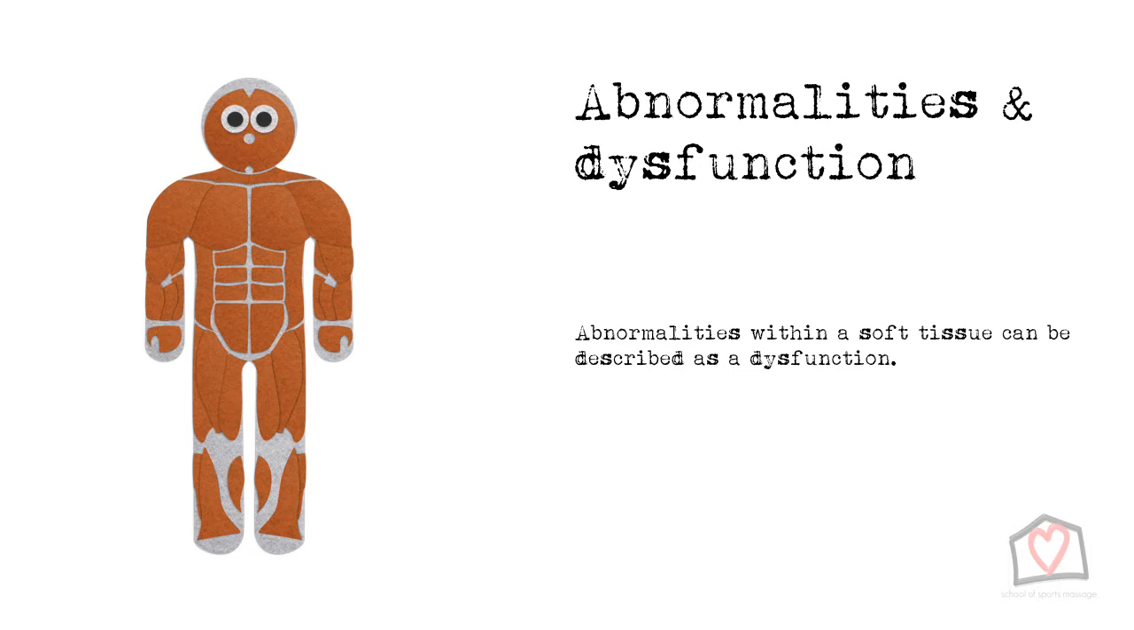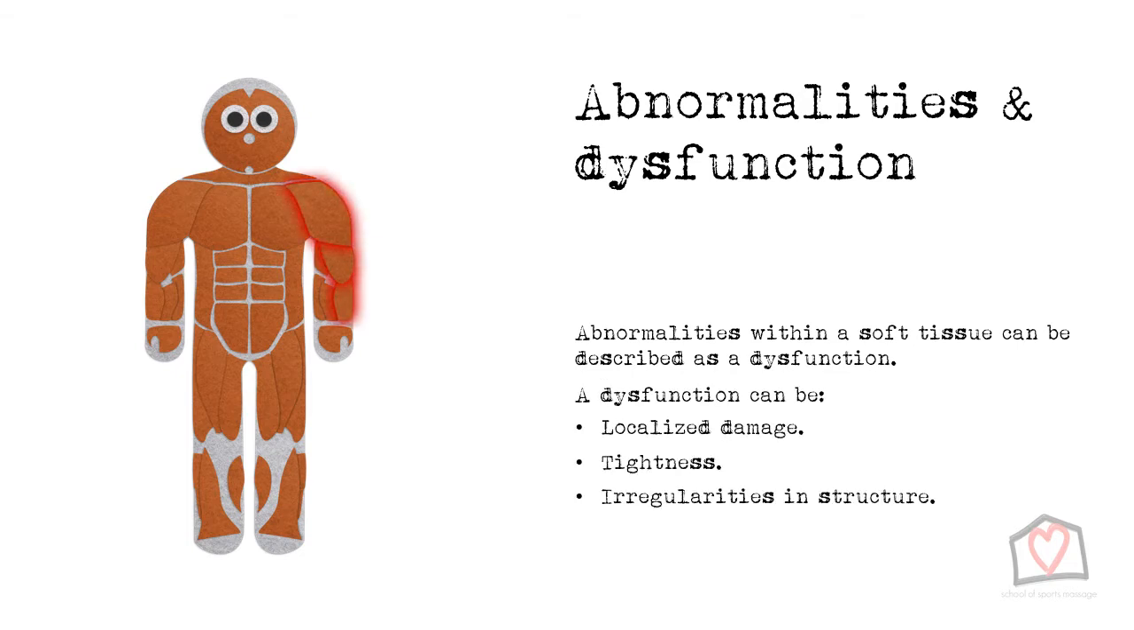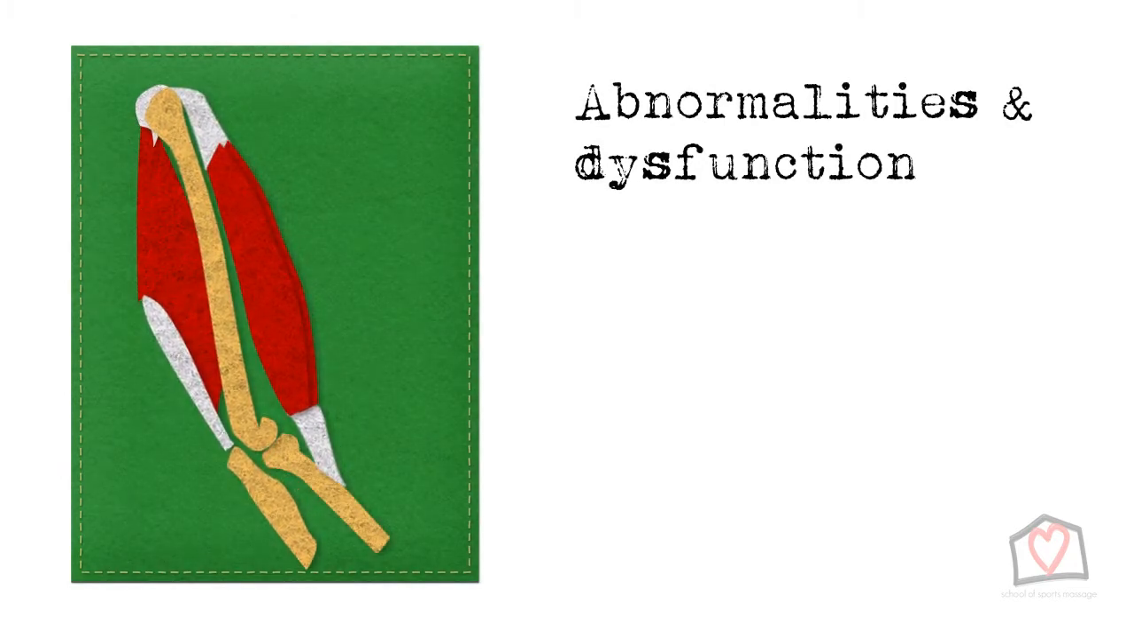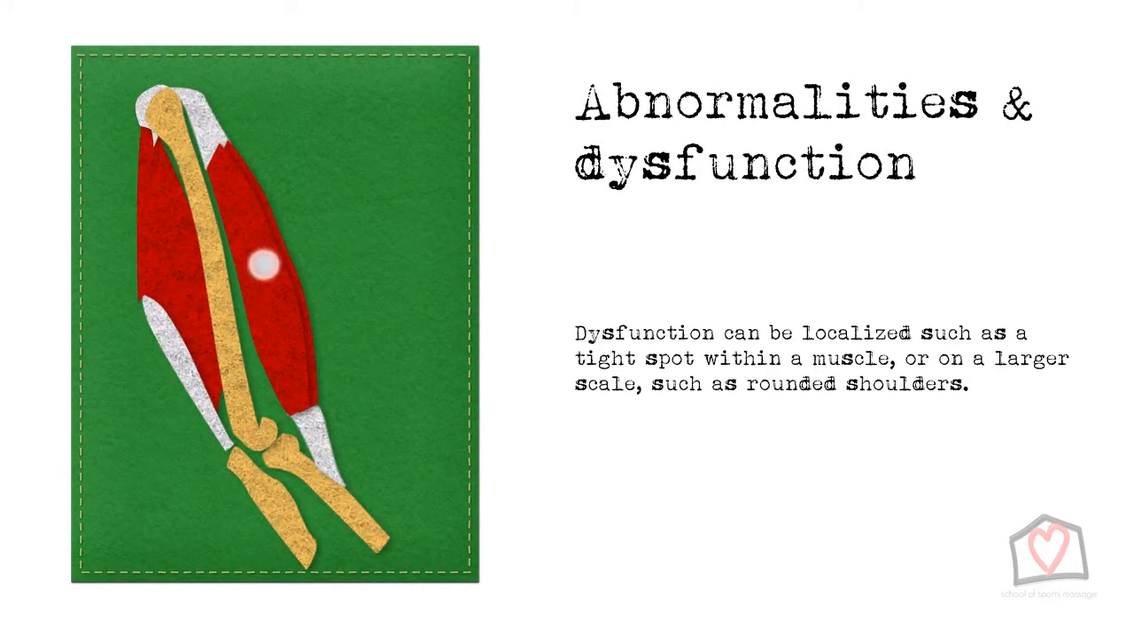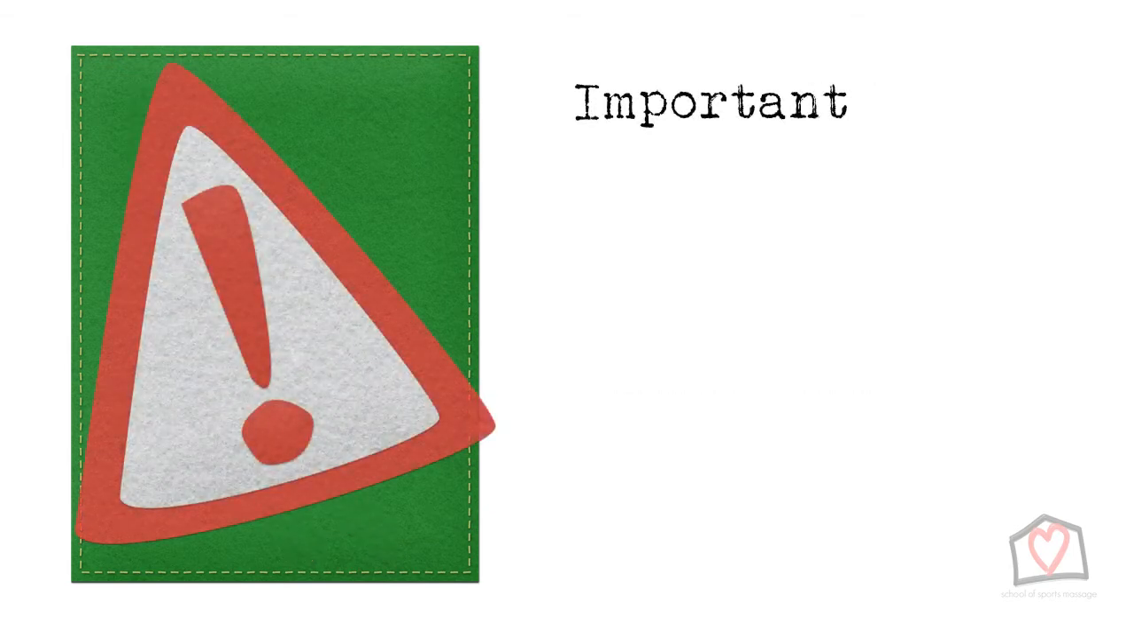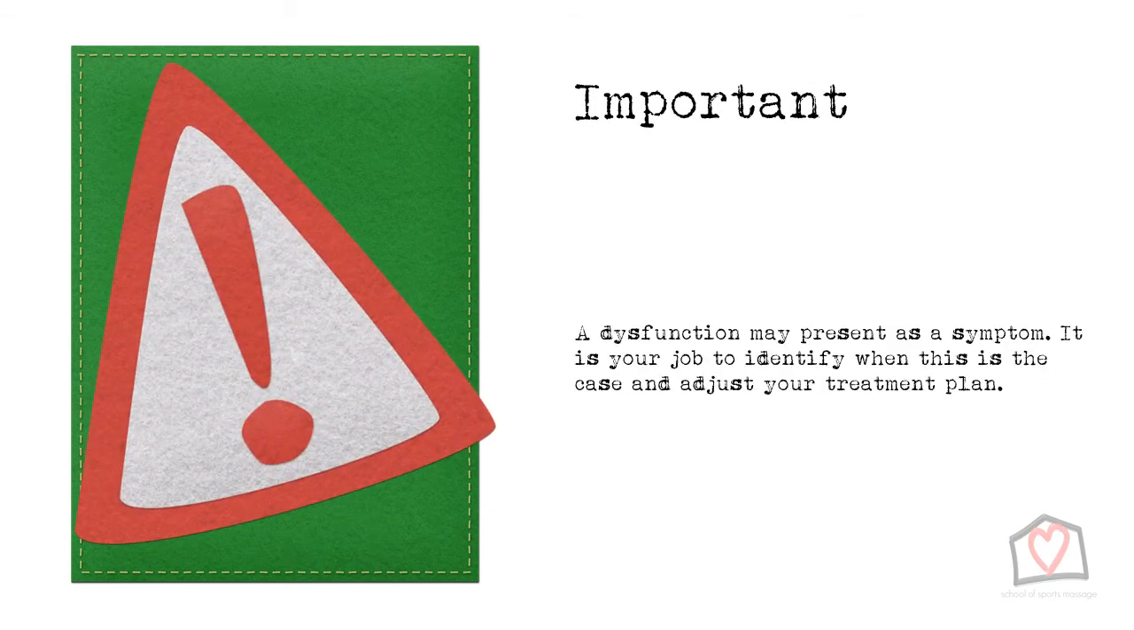The first place to start is by looking at abnormalities within a soft tissue, something that we would describe as a dysfunction. Now this can be localized damage, tightness, irregularities in structure, postural. In fact, it can be anything that is out of the ordinary. It can also be localized, such as a tight spot within a muscle, or on a larger scale, such as rounded shoulders. Often a dysfunction will present as a symptom, and as a therapist, it is your job to ensure that you identify when this is the case and adjust your treatment plan accordingly.